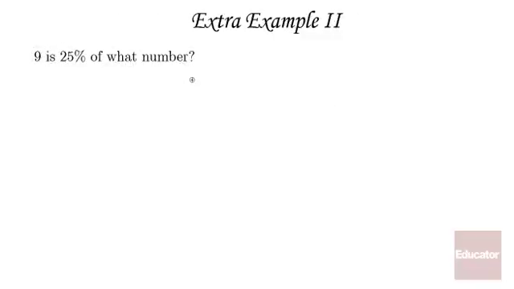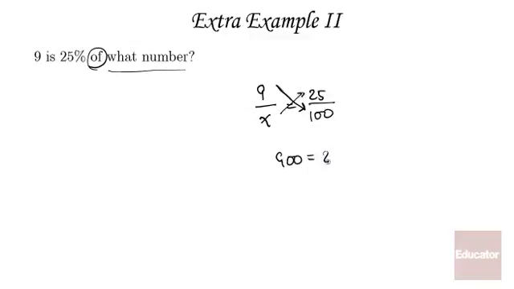9 is 25% of what number? Remember that the of signals that the what number is going to be your 100, or is going to be your denominator. So 9 over x equals 25 over 100. So 9 of what number is 25%? Let's try this with a cross product. 900 equals 25x. I'm going to divide both sides by 25. That cancels and I'm left with x.